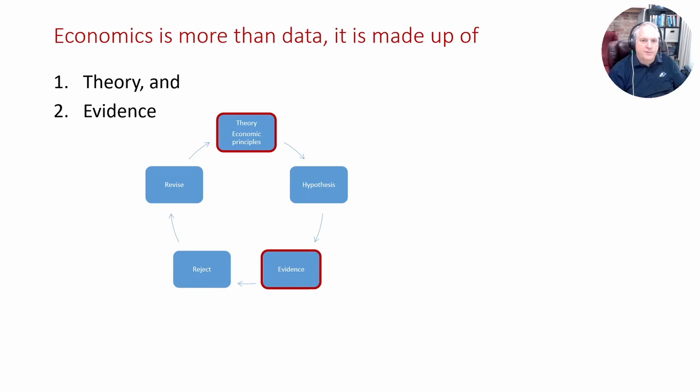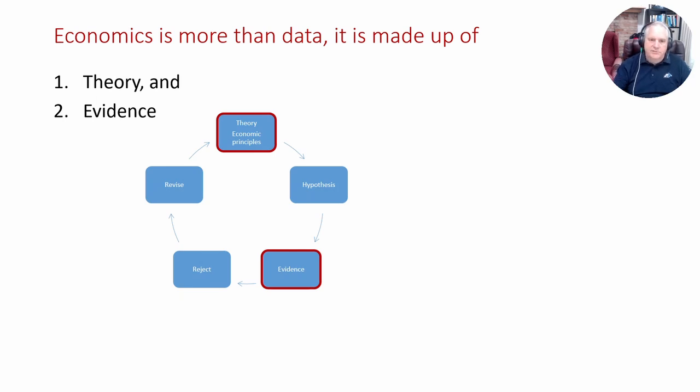Economics is indeed more than data. It's made up of, for our purposes, theory and evidence. We follow the scientific method in economics, and that is that we're going to tell you a story. I usually use the word story and theory interchangeably. We're going to tell you about theory. These are the economic principles that you're going to be studying this term, and from those principles, we're going to make up some hypothesis, some idea of what we think will occur. And then we're going to collect evidence.